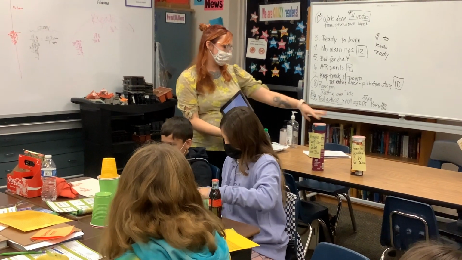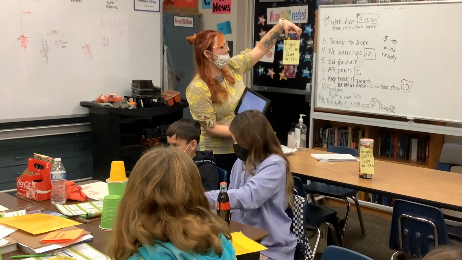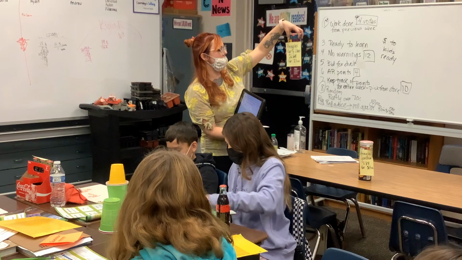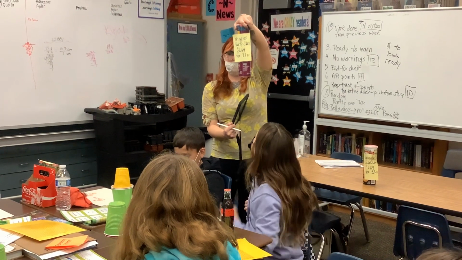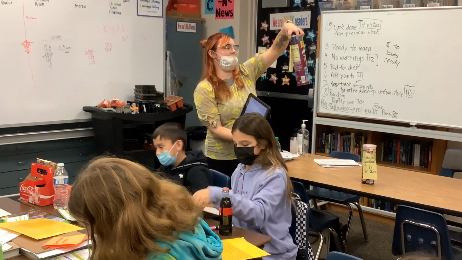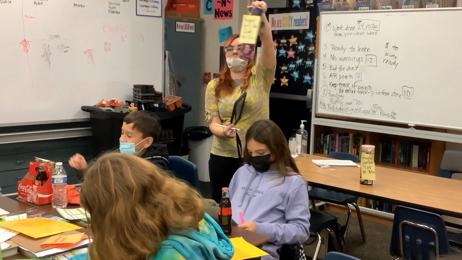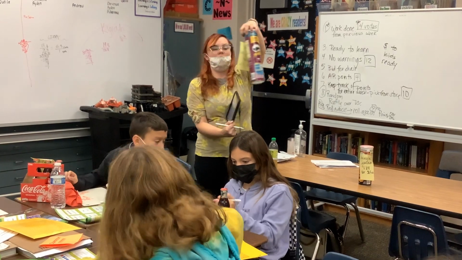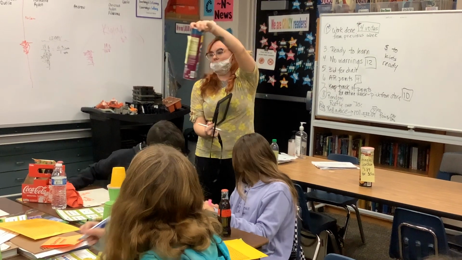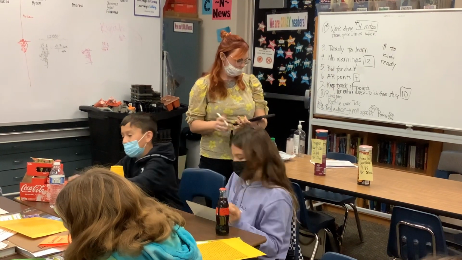All right, I have a big Pringles party stack. It cost me $2.69 for 7.1 ounces. I'll say that again. I bought a big Pringles party stack, and it cost me $2.69. This is 7.1 ounces, okay? So write your rate, write your unit rate, and I'll write it on the board.